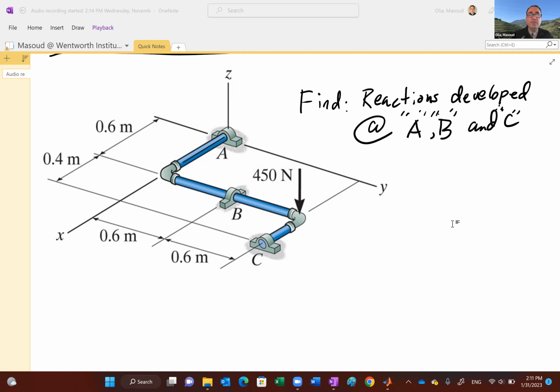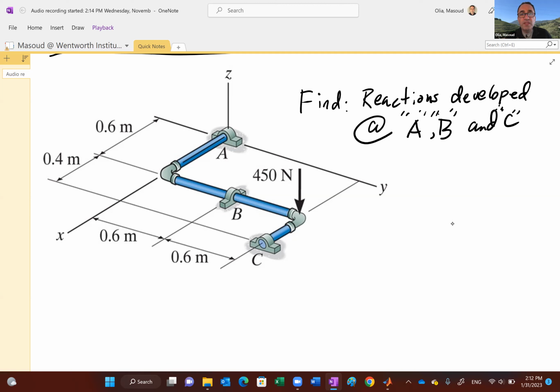Okay, so here you have this bent pipe ABC. You could see that it's supported by three bearings basically at A, B, and C. And the objective here is to find the reactions developed at A, B, and C. So this requires obviously drawing a free body diagram. And the only force, by the way, that is acting on this is just this 450 Newton force. So let me just remove these things. Okay, so the question is, what about forces or moment reactions developed at these different bearings?